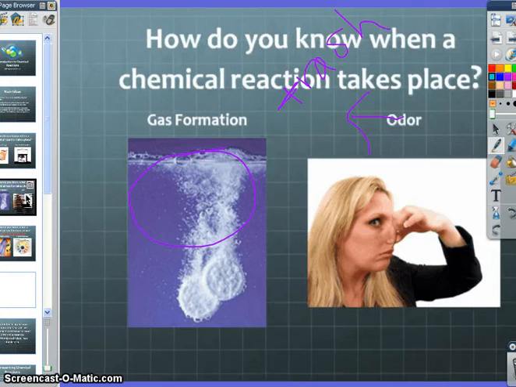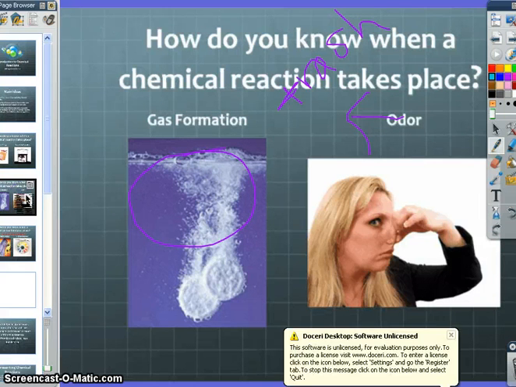Our next change is gas formation. Remember, we talked about bubbles. Now, just to clarify, sometimes bubbles do not mean a chemical reaction. For instance, if you boil water, you'll start to see bubbles. That does not mean that there's a chemical reaction taking place. In order for a chemical reaction to take place, something must be completely changed.